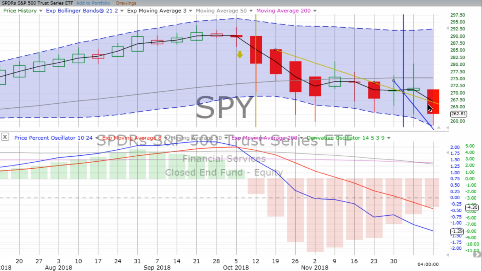Heiken-Ashi means average pace, I'm told, in Japanese. And that average pace is blowing through the prior trend line, going down, even though the S&P 500 was up a little bit for the day. And also the price percent oscillator still heading down. Derivative oscillator losing some downward momentum.